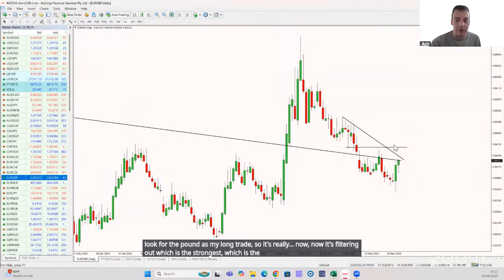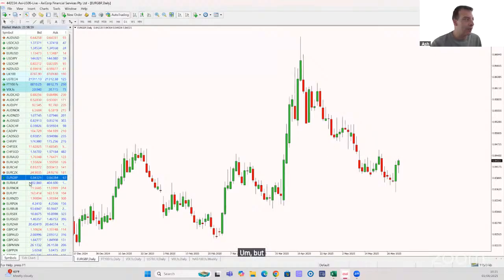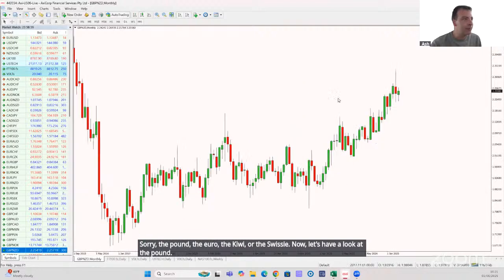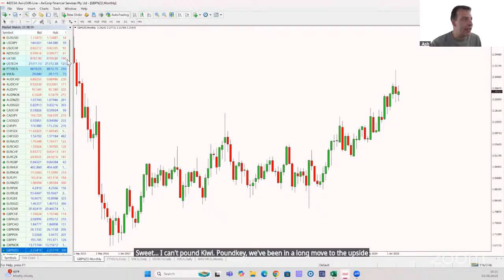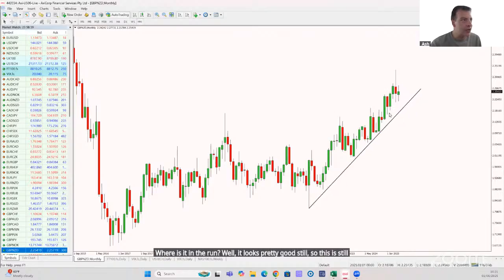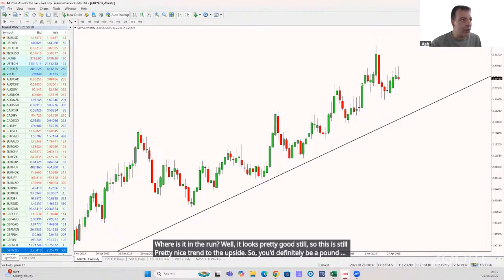We know the CAD and the yen are the two that we'd like to trade against, but now it's trying to find the best of the pound, the euro, the Kiwi, or the Swissy. And let's have a look at the pound Kiwi. Pound Kiwi's been in a long move to the upside. It's sustained. Where is it in the run? Well, it looks pretty good still. So this is still a pretty nice trend to the upside. So you'd definitely be pound over the Kiwi right now.